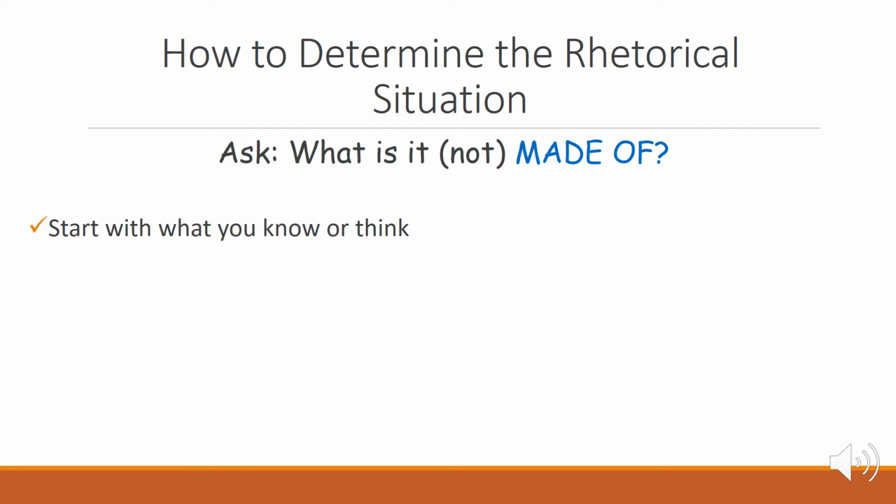So now that you know what the rhetorical situation is and how to write it once you figure it out, we have to go backwards a little bit. How do you figure out the rhetorical situation? Well, the answer is think about what the text is made of, and also think about what the text is not made of.